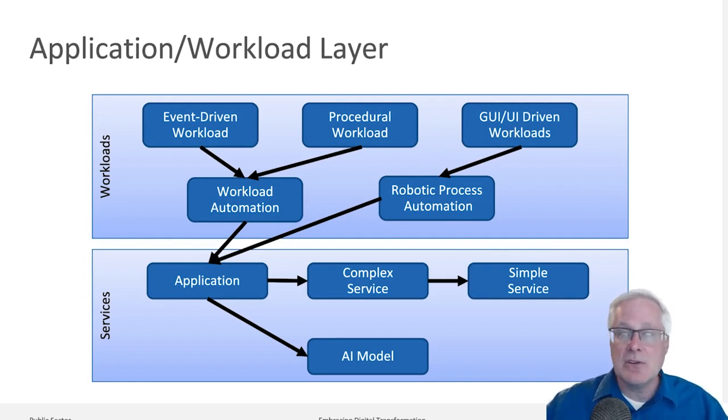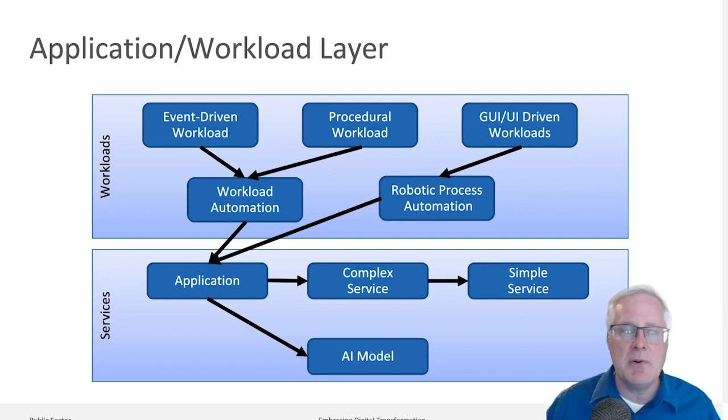So let's take a look at what's going to feed your SecDevOps before we get down into the SecDevOps. So let's take a look more at the application and workload layer inside your architecture. At the very top, we have workloads. This is what happens to get work done for your business. And there's three major types of workloads that are out there: event-driven workloads, procedural workloads, and what I like to call kind of a hybrid of the two, which is a GUI or UI-driven workload. This is how organizations work to get things done.